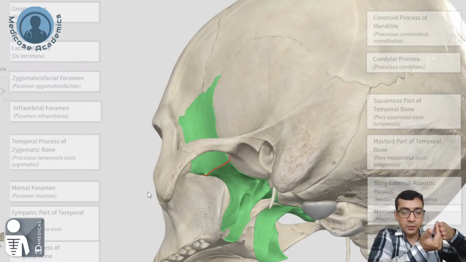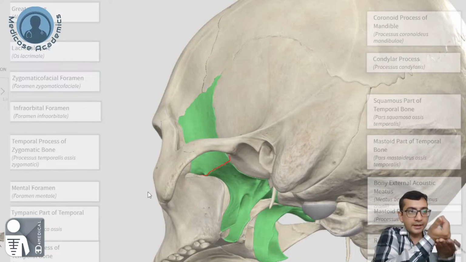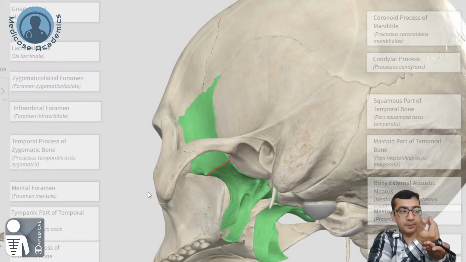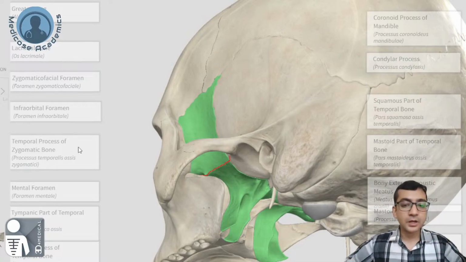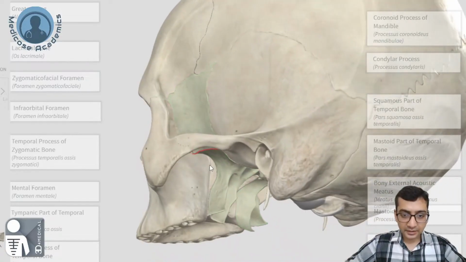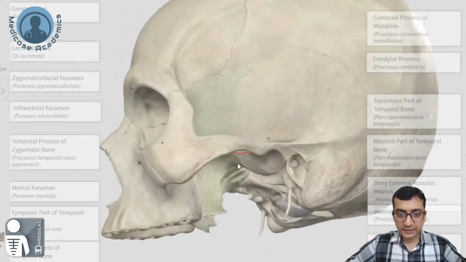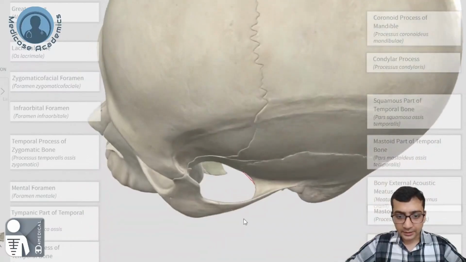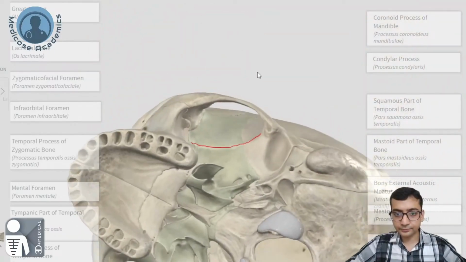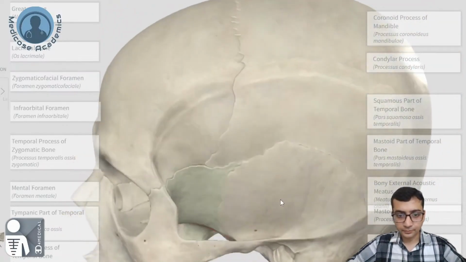This is the greater wing of sphenoid in the temporal fossa, forming the floor of the temporal fossa. And here is the greater wing of sphenoid, the part that is making the roof of the infratemporal fossa. So this is the one thing. The other thing that we can see here is this zygomatic arch.